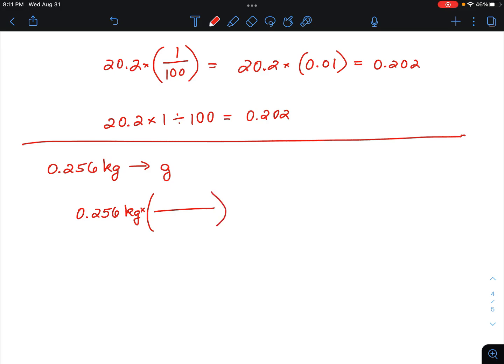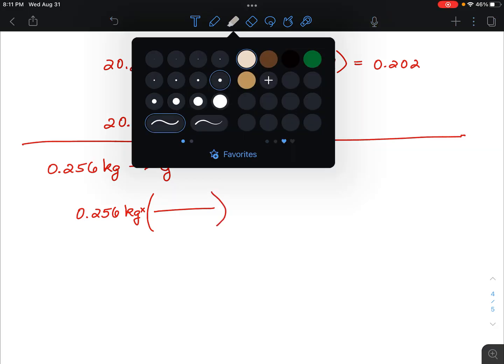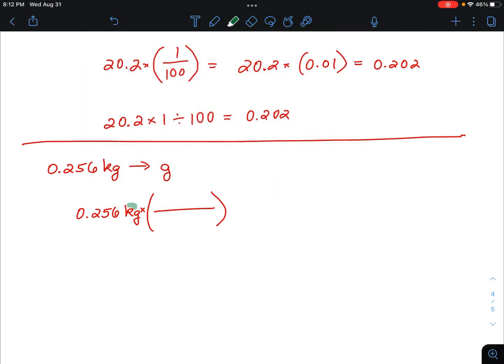So in my conversion factor, since I want to get rid of kilograms, I'll highlight that in green here. I want to get rid of kilograms. I want to put kilograms down here in the denominator. Okay, so I'm going to put kilograms right here. Then that means grams goes up here in the numerator.